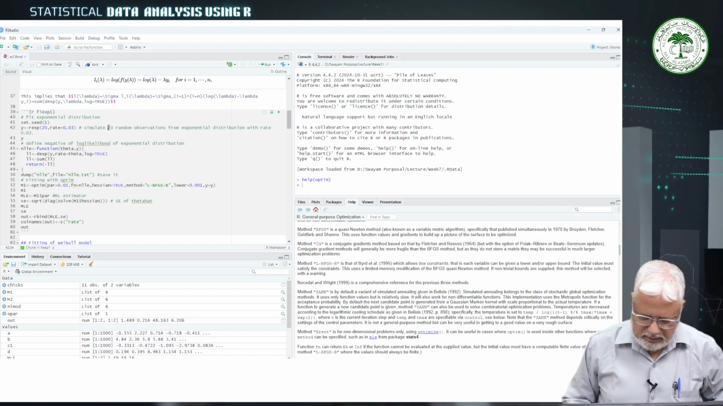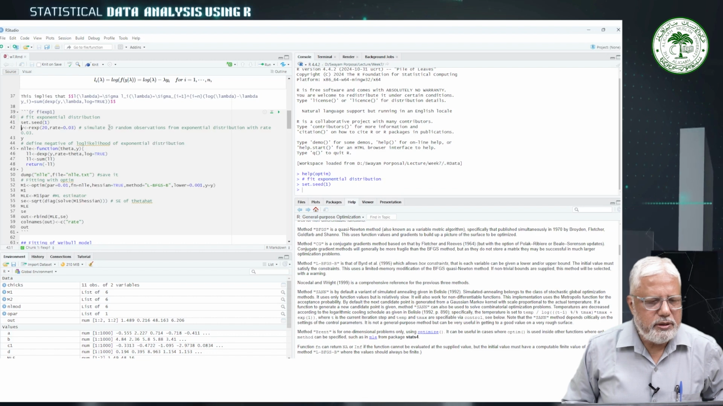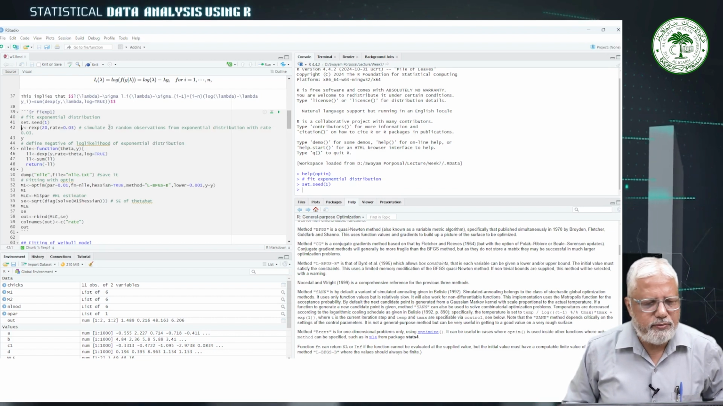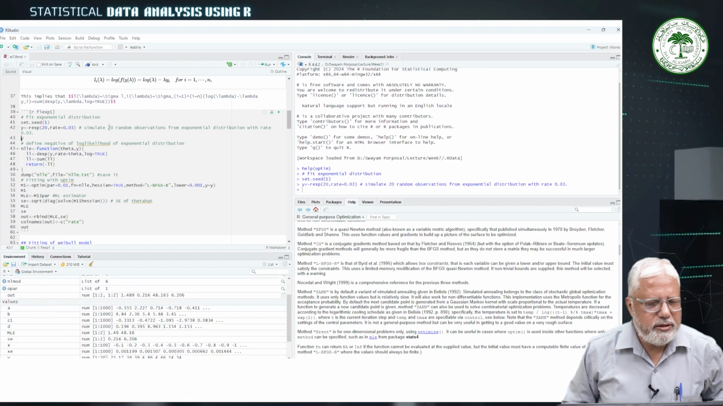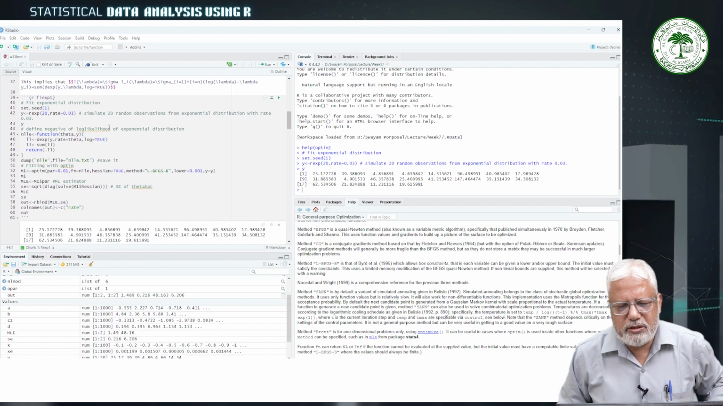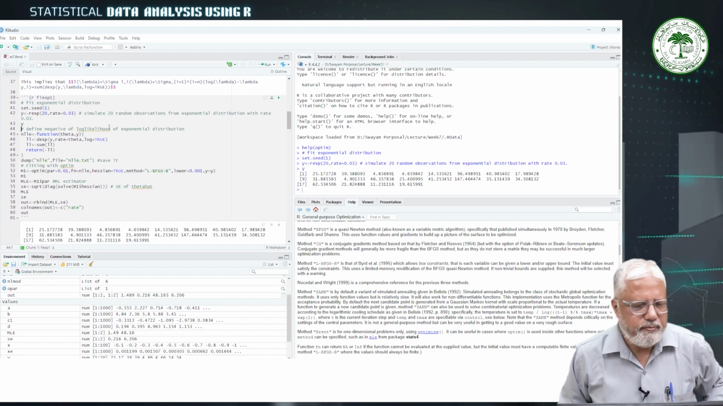First we are setting set.seed so that we generate the same set of observations. Then y is equal to this, and we can print y. These are the 20 random observations from an exponential distribution with rate equal to 0.03.